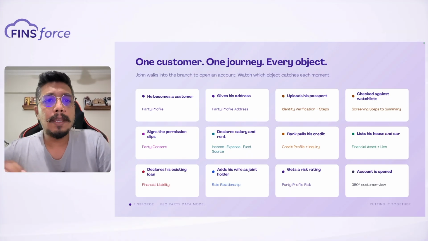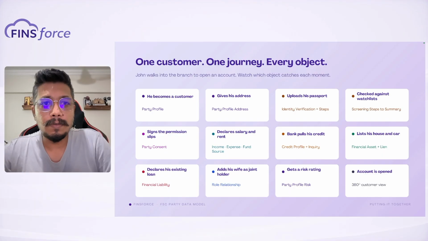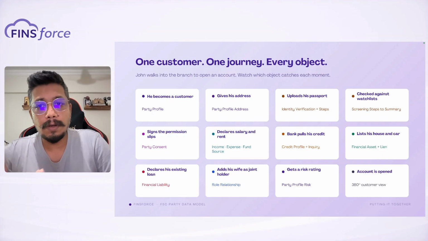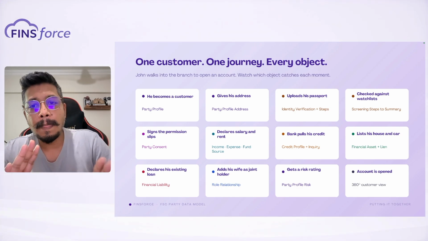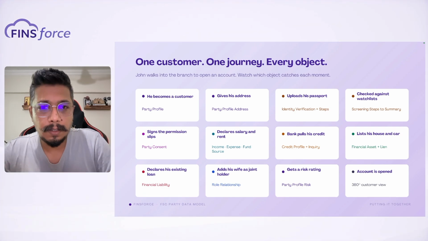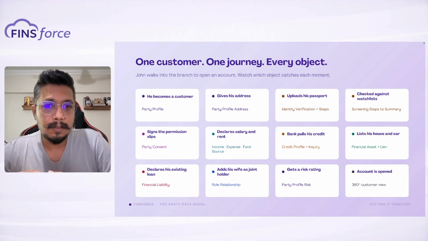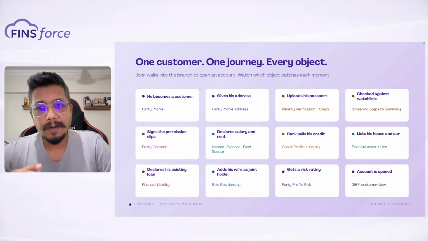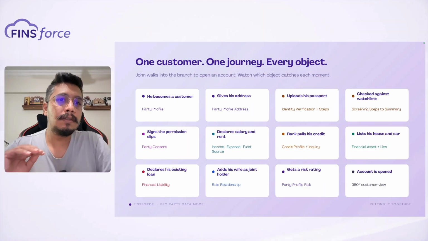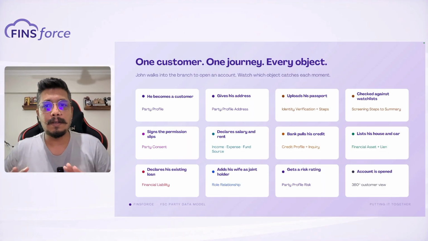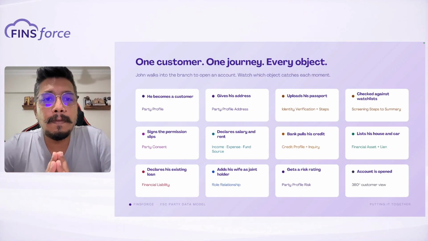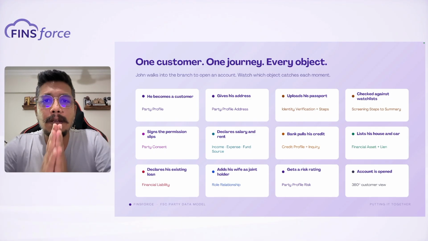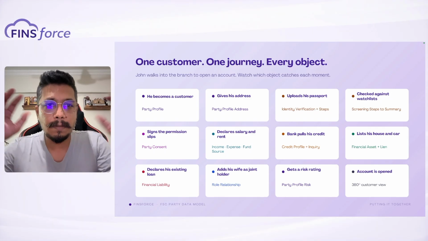Now if I add any joint holder, that is going to be stored in role relationship. Any risk that comes from my credit profile, the party profile risk information is stored. And once your lead is converted into an account and your party profile is created, you can see the whole 360 view in a single pane of glass. So this is how we can define one customer journey into multiple objects.